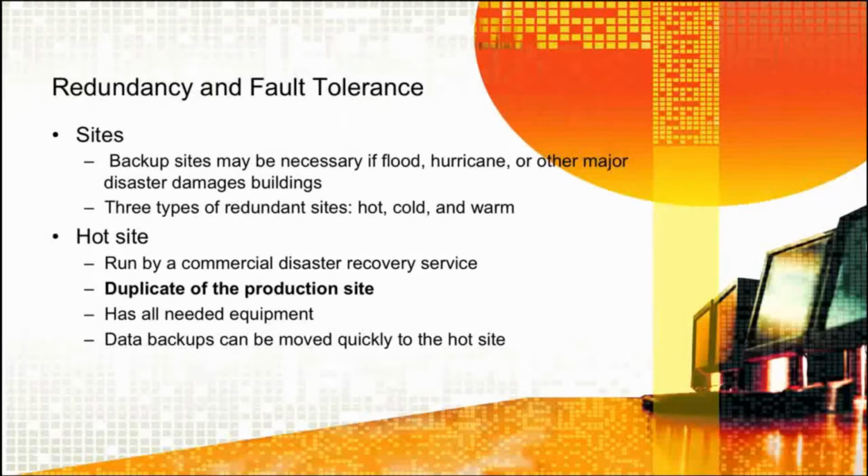Next, we'll talk about the different types of backup sites and locations. It's a site necessary if, for instance, a flood or a hurricane or other major disaster happens to your primary building. Again, you have several options to choose from, starting with the hot site. The hot site is a duplicate of the original production site. It has all the needed equipment there, usually run by a commercial disaster recovery service. Data backups can be moved quickly to the hot site location.